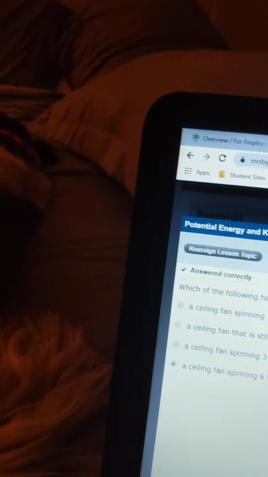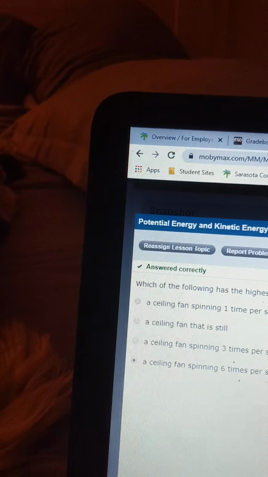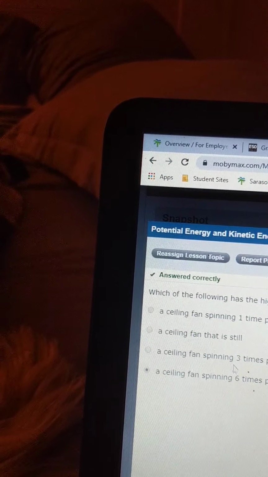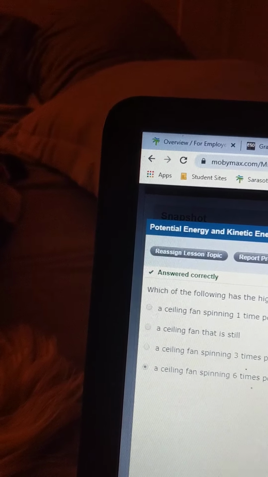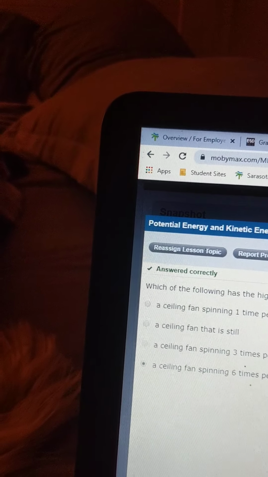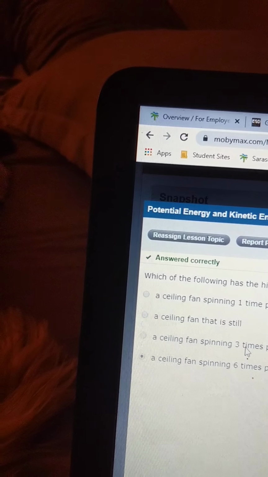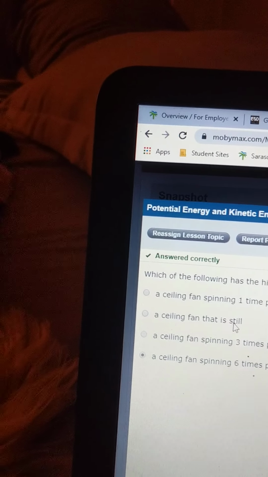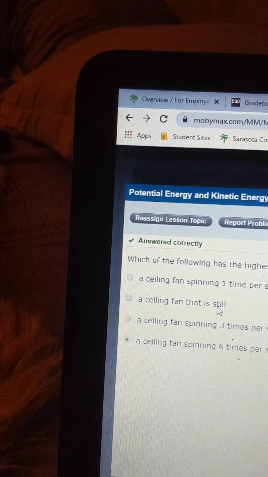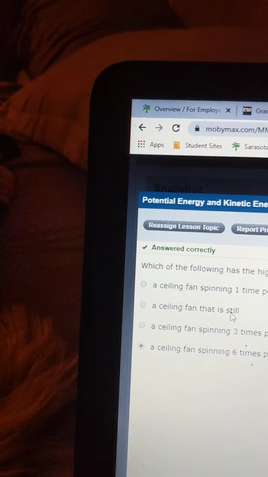And some of you put the second one, the 3 times per second. Well, if you could spin around 3 times in 1 second, compared to 6 times, you're going faster if you can get 6 spins into 1 second rather than 3. And obviously, if it's sitting still, it's not moving, and kinetic energy is moving energy.